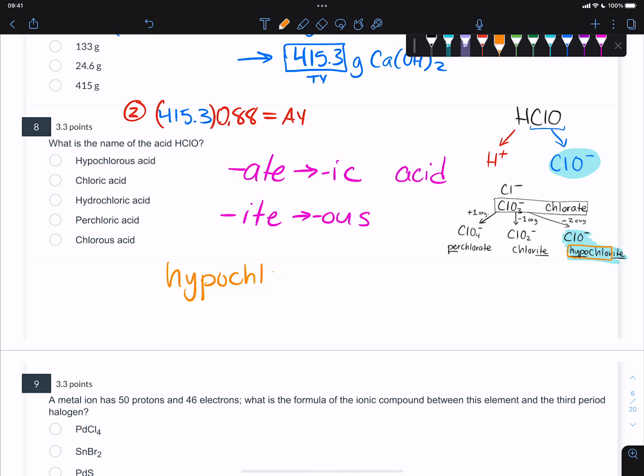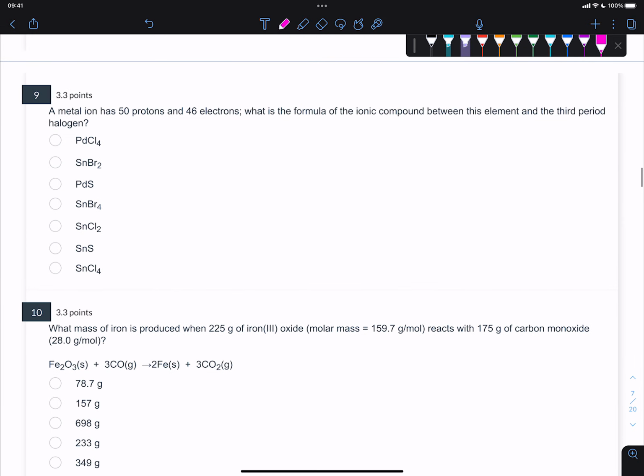hypochlor. And then the new ending is not going to be -ic acid. It would be hypochlorous acid. And the reason that it's hypochlorous acid is because this -ite ending tells us that we need to replace -ite with -ous. So it's -ous acid. So hypochlorous acid is not the same as hypochloric acid, nor is it the same as chloric acid, nor is it the same as hydrochloric acid. So just know your naming rules for acids and bases, or really just acids there.